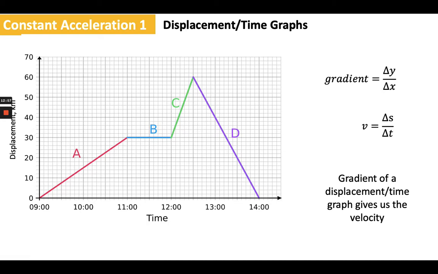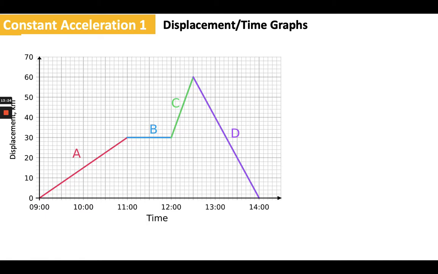Now, if we ever forget that, we should be able to return to first principles and think, what is the gradient? How do I calculate it? It's y over x. What is the quantity, speed over time? Oh, sorry, displacement over time. And we should know that that's velocity. Displacement over time is velocity. So every time we're ever asked how to find the velocity from a displacement time graph, I'm using the gradient every single time. The gradient of a displacement time graph gives us the velocity.